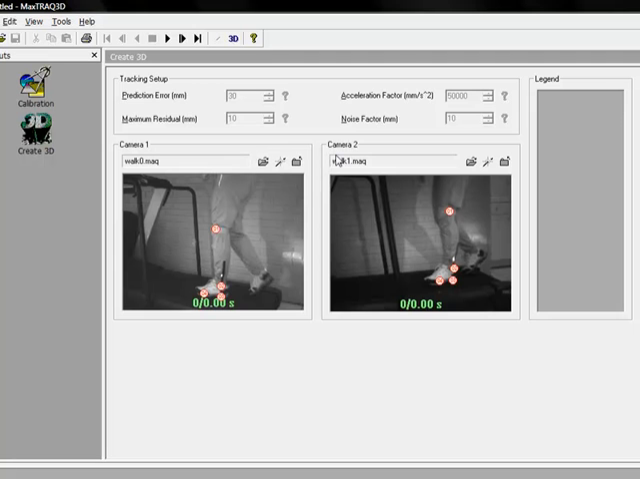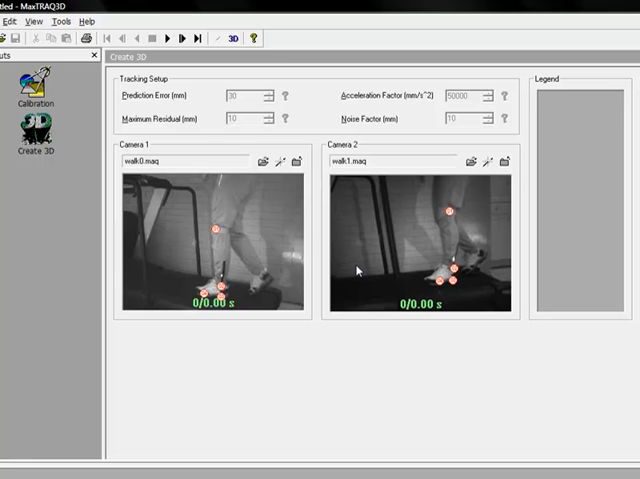If you haven't already digitized the points of interest in your videos, you can press this button and MaxTRAQ 2D will open, allowing you to identify these points. Digitizing is the process of identifying landmarks on the subject. Landmarks such as joint positions are commonly used for calculating kinematic measurements such as length, angles, and speeds. Markers can be used to make the process of selecting these points more consistent.